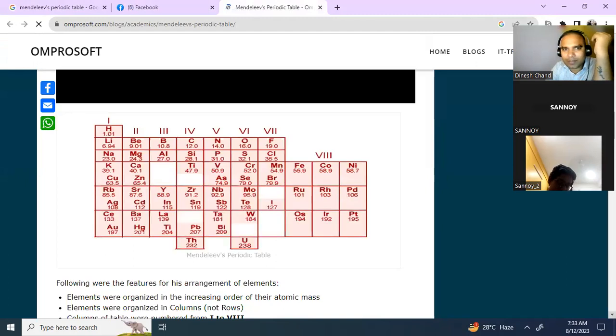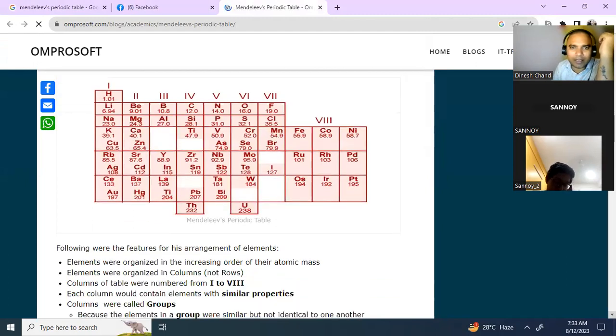See, here he left a gap. So many places he left gaps. The first gap is below the aluminum, and here you will find another gap. Many places he left gaps. What can be the reason, if I ask you?